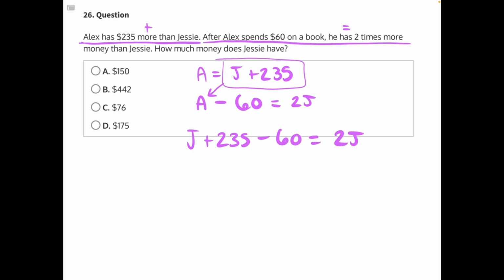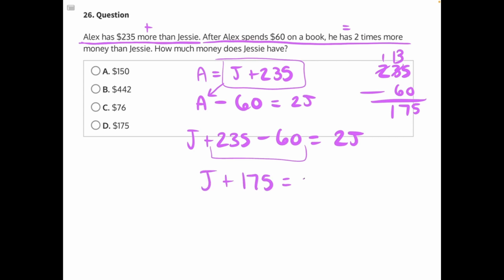And now we have an equation that has one type of variable throughout, meaning we can isolate it and solve for its value. Let's start by simplifying this. 235 minus 60 would give us 5. We'd have to borrow. 13 minus 6 is 7. 1 minus nothing is 1. So we have J plus 175 is equal to 2J.